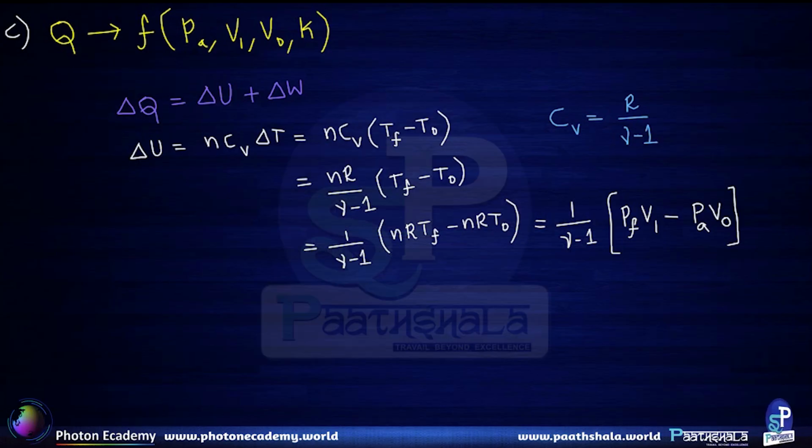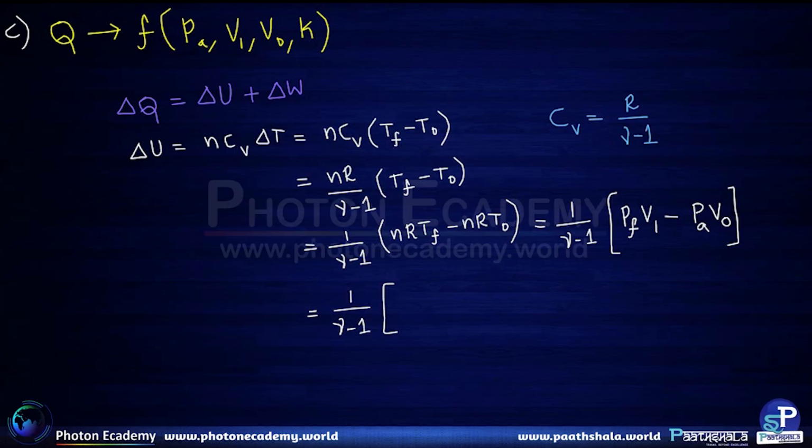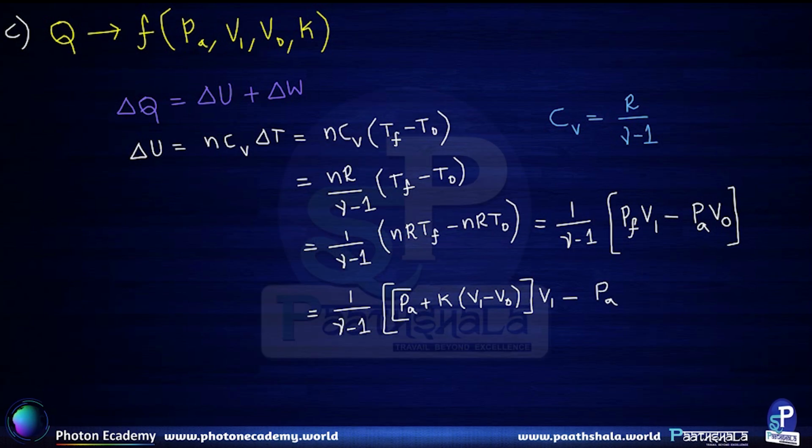So the final pressure of the gas, as we have calculated before, is Pa plus K delta V. So the expression for change in internal energy comes out to be 1 by gamma minus 1 times (Pa plus K into (V1 minus V0)) times V1 minus Pa into V0. So this is the expression for the change in internal energy.